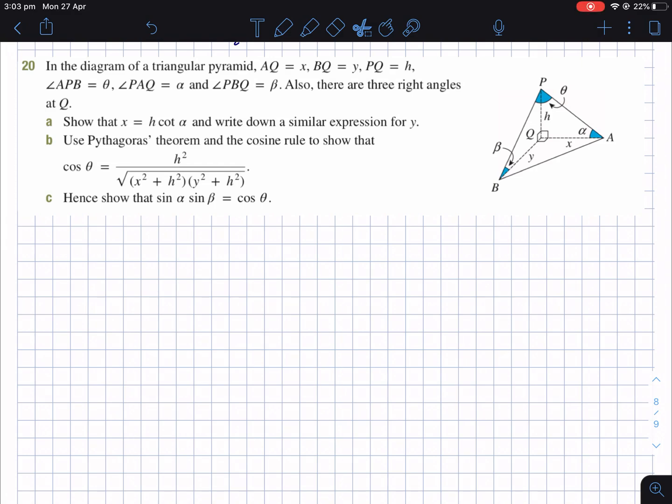Alright, if you've already had a go at this question and found it really hard, just take comfort in the fact that this is my second attempt at this question, and I think I'm going to end up with a third.